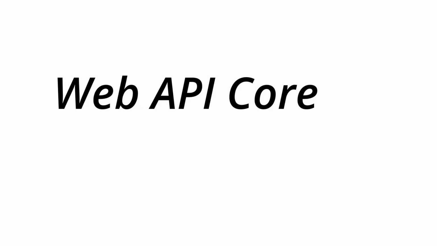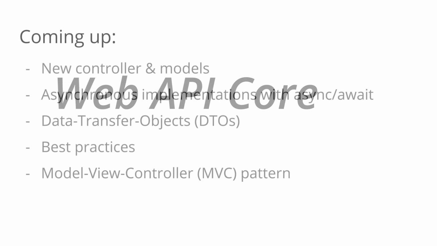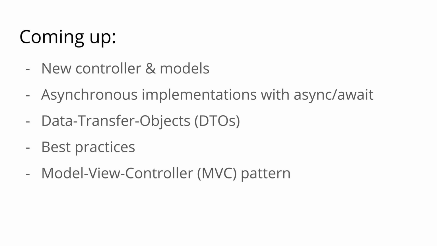So far, you learned how to create a web API project in .NET from scratch and how to make your first API call. In the upcoming sections, we will create a new controller and models for our RPG, role-playing game, characters. Additionally, we will turn our synchronous calls into asynchronous calls, make use of data transfer objects, or in short DTOs, and change the structure of our web API so that it meets best practices. But first, let's have a look at the model view controller pattern, which is the foundation of all this.